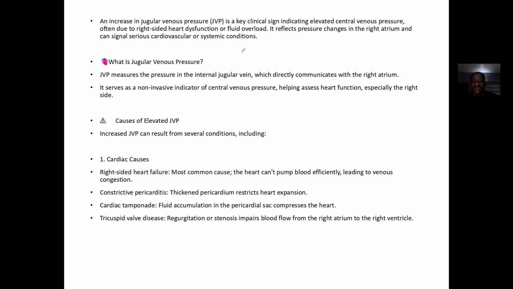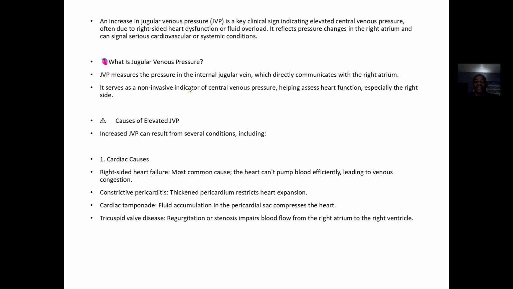Now the internal jugular vein, we actually look at it in there because it connects directly to the right atrium. So if there's an issue in the heart, it should actually show up directly. Okay. So it serves as a non-invasive indicator of central venous pressure increment.